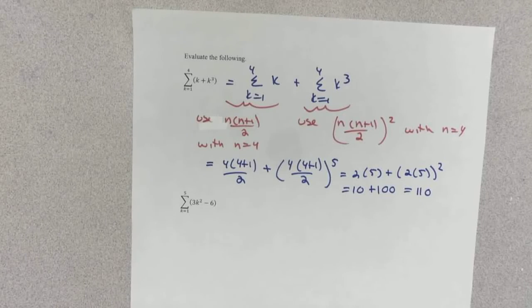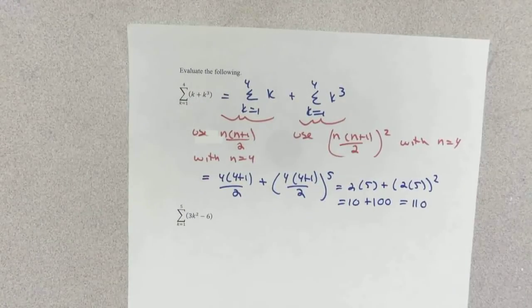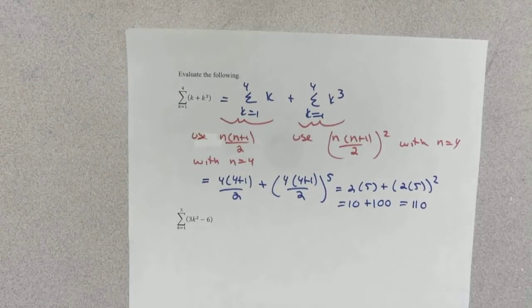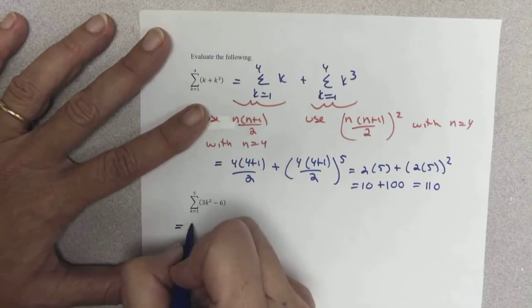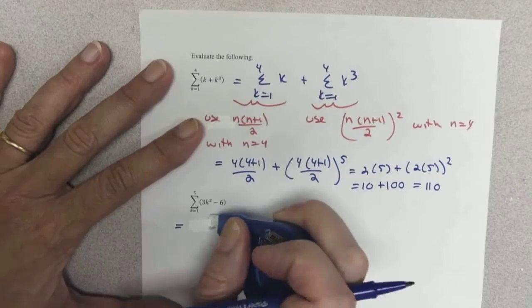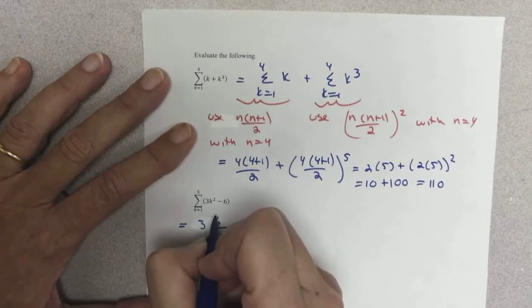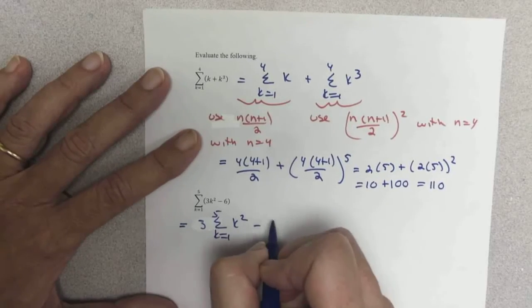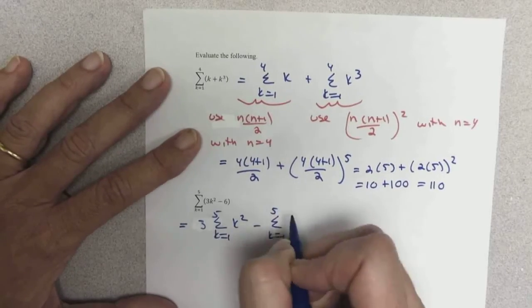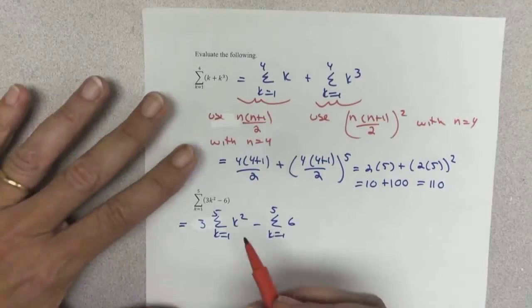And again, the computation on the end here is not the point. The point here is understanding I could break it up, and then understanding I had formulas there. Same thing on the next one. First, I can break that up, and I can factor out that coefficient. So that's going to be 3 times the summation k equal 1 to 5 of k squared minus the summation k equal 1 to 5 of 6. Then my formulas.